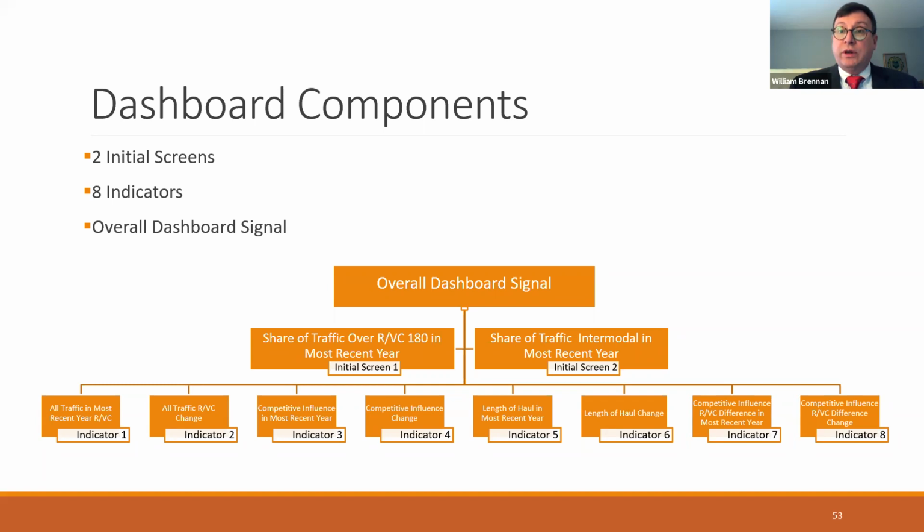The threshold for this screen has been set at 5% as a reasonable approximation of the point at which there would be so little RVC greater than 180 traffic that regulation of that commodity might be unnecessary.